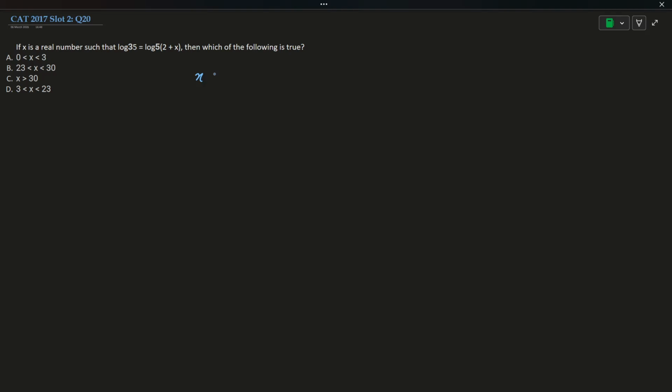If x is a real number, that means x belongs to R, such that log base 3. Okay, this is a typing mistake, guys. This will be log 5 base 3 equal to log x plus 2 base 5. All right, guys, then which of the following is true? That means I have to find the range of x. Obviously x plus 2 will be greater than 0, x greater than minus 2. This is definitely true.